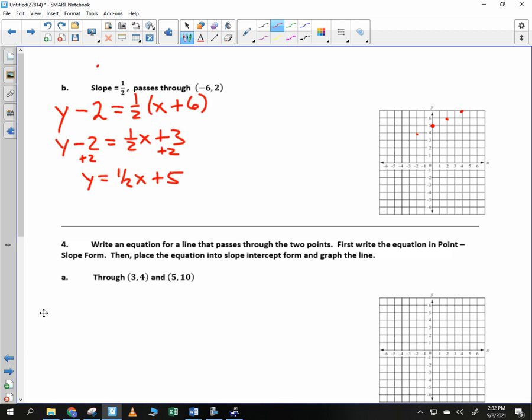So how can I check my answer? This line is supposed to pass through what point? Does it pass through (-6, 2)? Yeah, it does. Yep. Look at that.